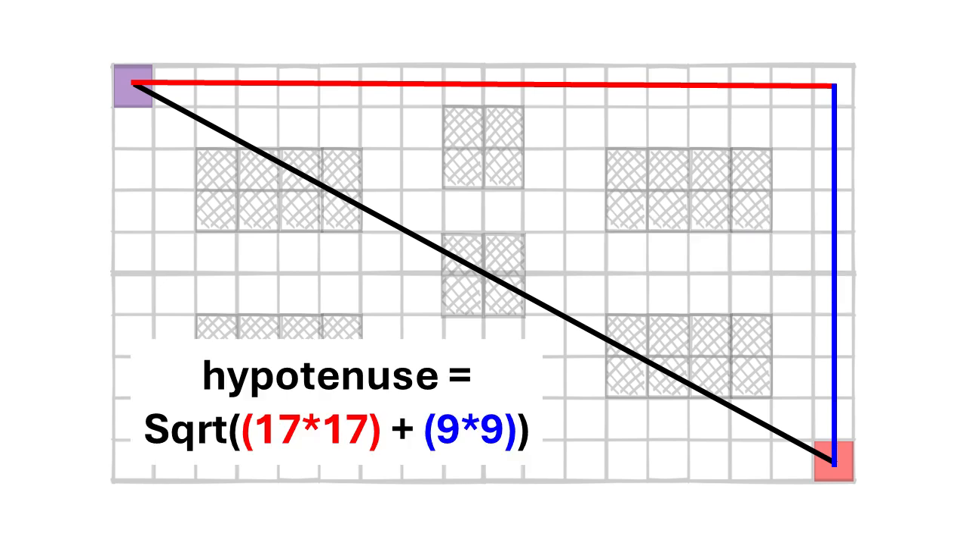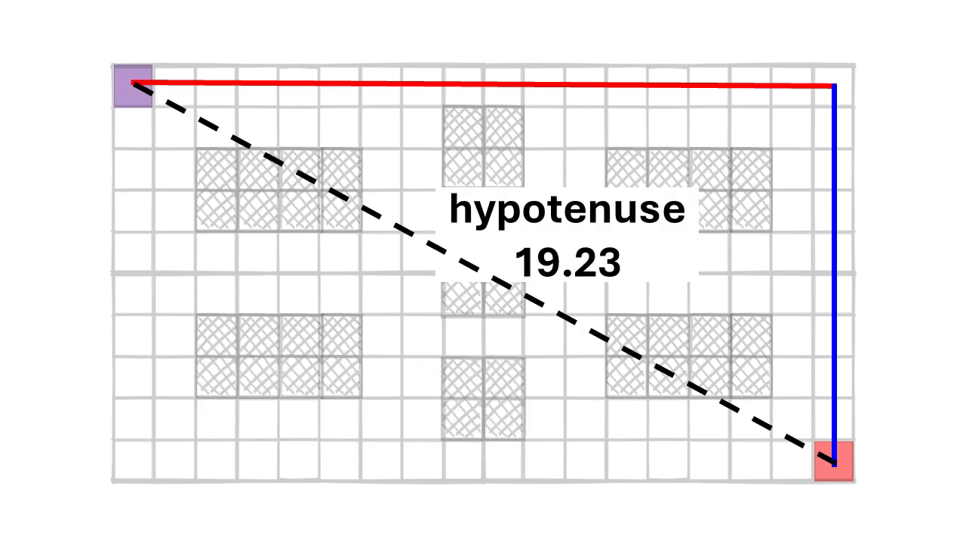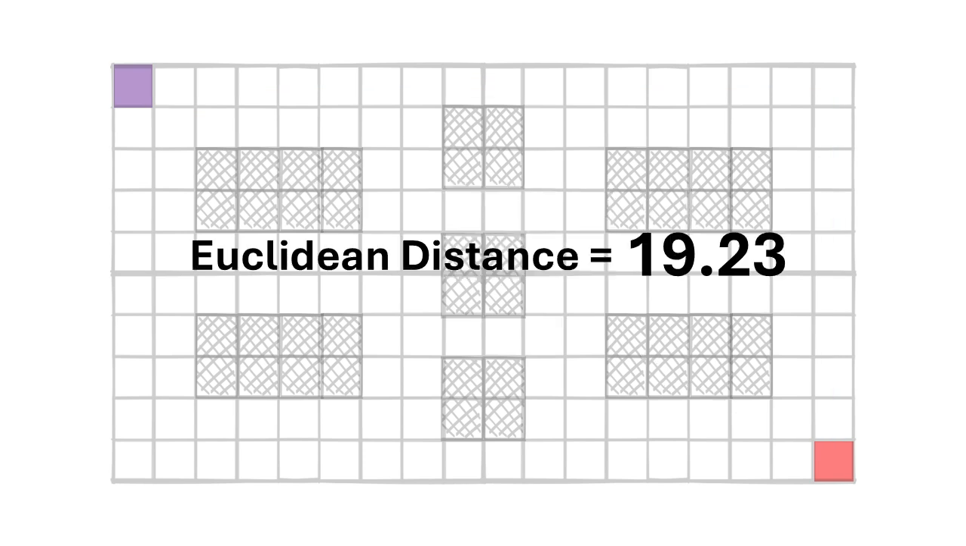Plugging these into our formula, you can see that 17 multiplied by 17 becomes 289, and 9 multiplied by 9 becomes 81. Add these together and you get 370. The square root of 370 is 19.23, which is the length of the hypotenuse, or the Euclidean distance.